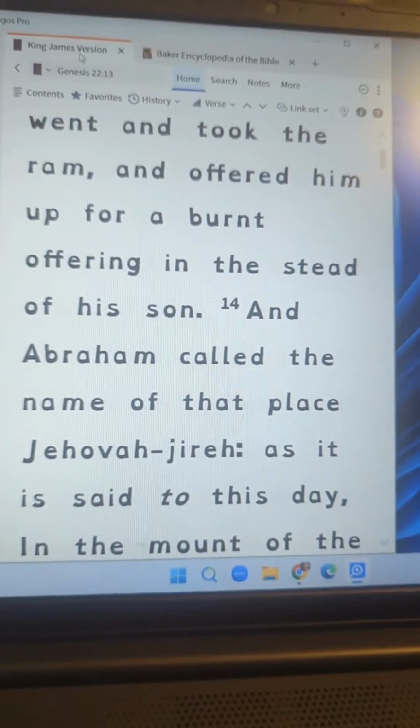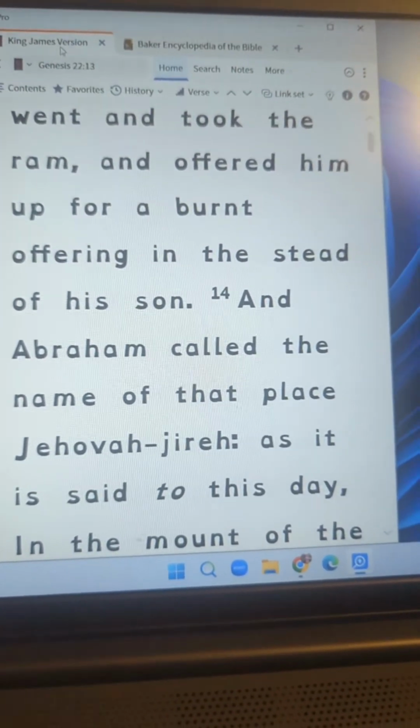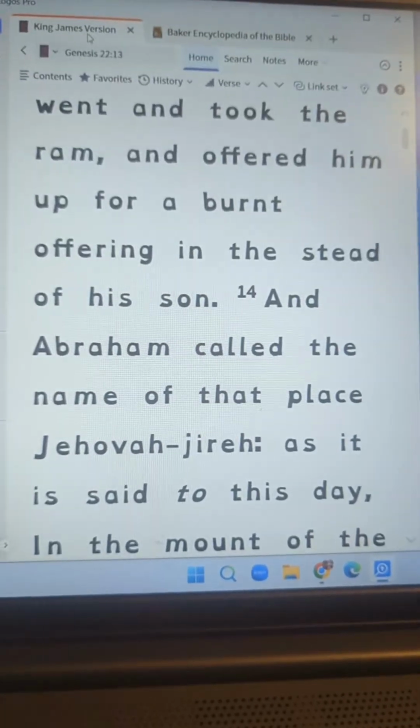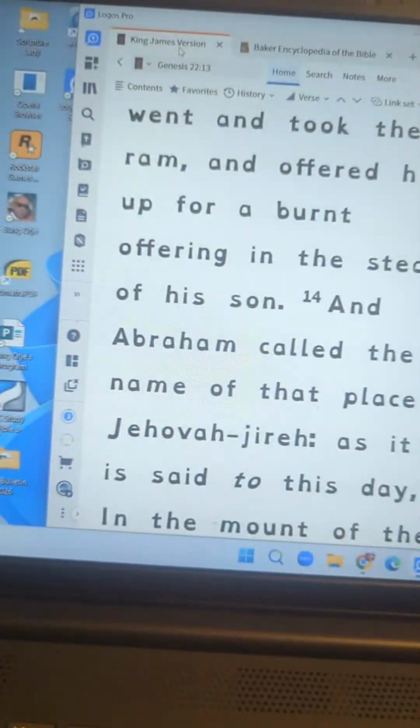In the stead of his son, and in the place of his son, and Abraham called the name of that place Jehovah Jireh.